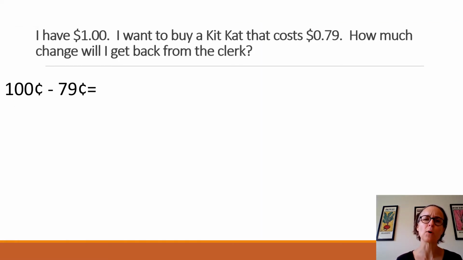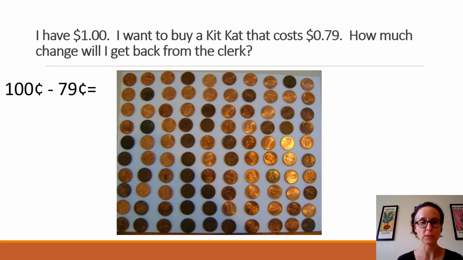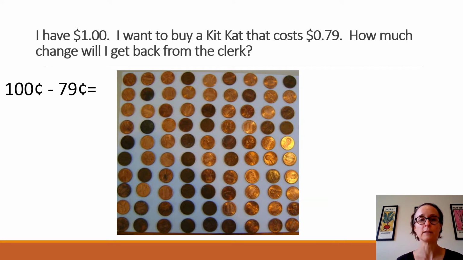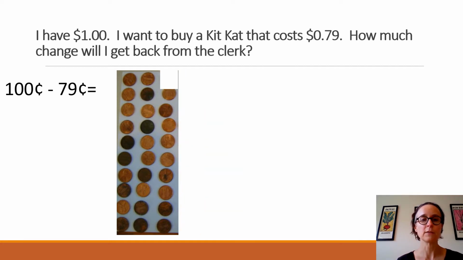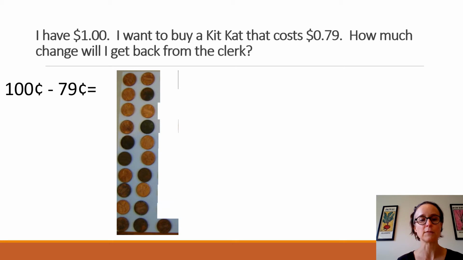So I'm going to solve this problem first, thinking of my $1 as 100 cents. And then I'm going to take 79 cents away to see how much money I should be getting back. Here's my 100 cents. I'm going to subtract 79 cents. That's the cost of the Kit Kat. 10, 20, 30, 40, 50, 60, 70, 71, 72, 73, 74, 75, 76, 77, 78, 79 cents. That's how much the Kit Kat costs. That's what the clerk has to keep.